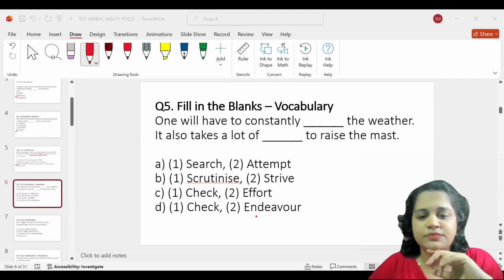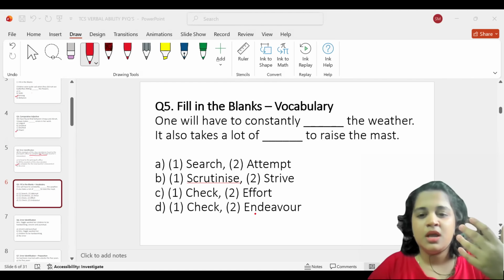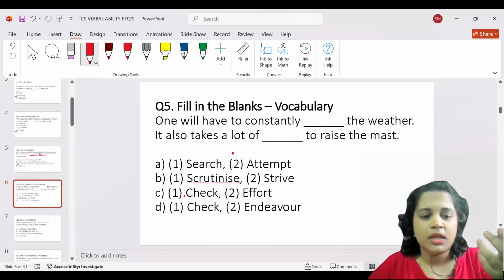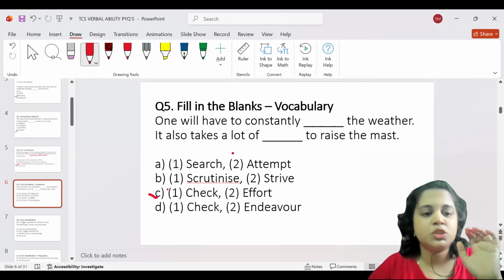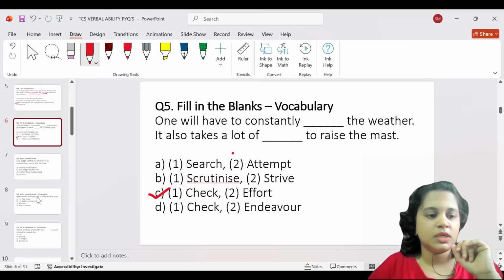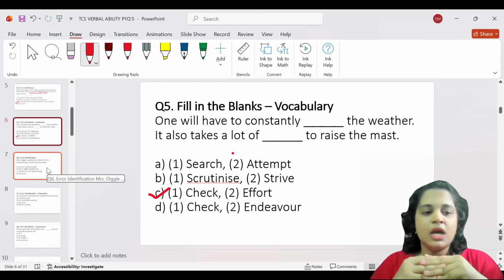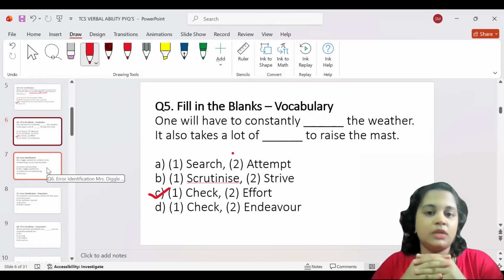It's effort or endeavor. So effort would be the correct noun, meaning the physical or mental energy that is used to do something. So effort would be the most correct one. And let's check it once again. One will have to constantly check the weather. It also takes a lot of effort to raise the mast. So it is option C. C would be the most correct answer in this particular question. So read the questions two or three times. It's completely fine. You can take a minute or 30 seconds to understand the question and then go ahead and solve the answers as well.